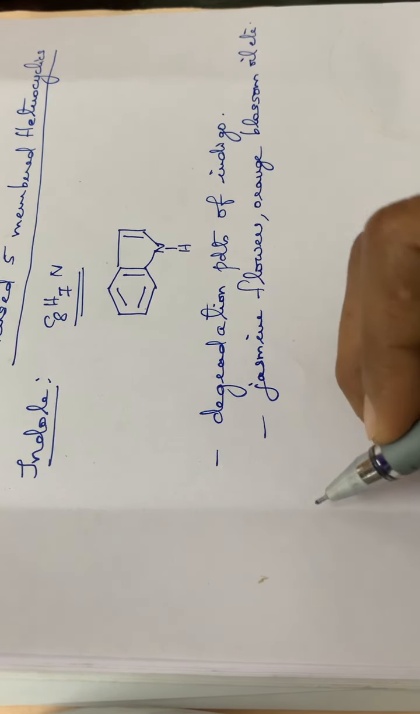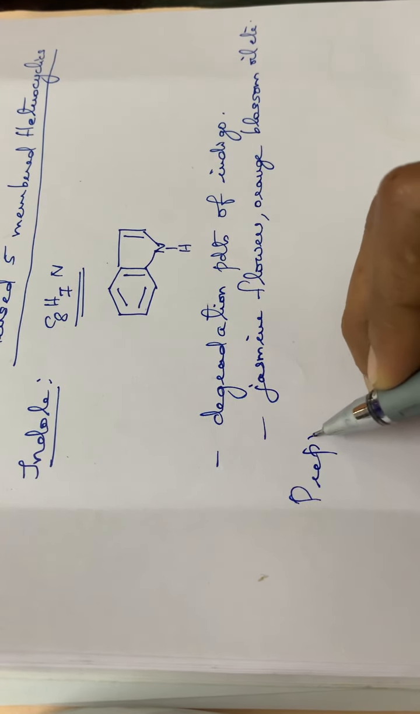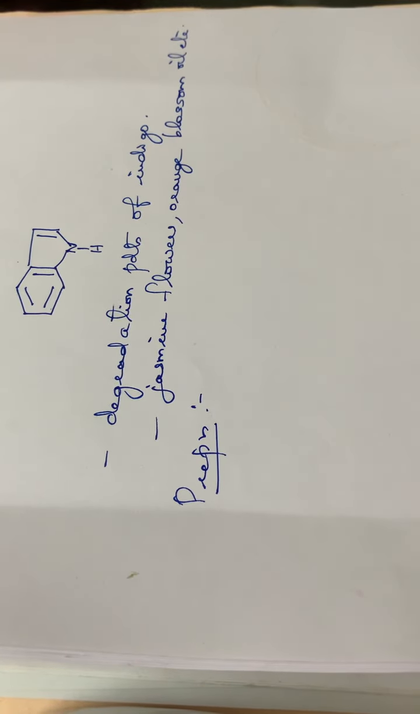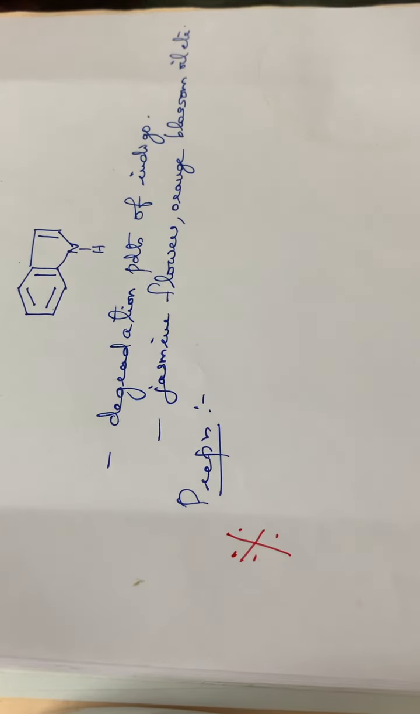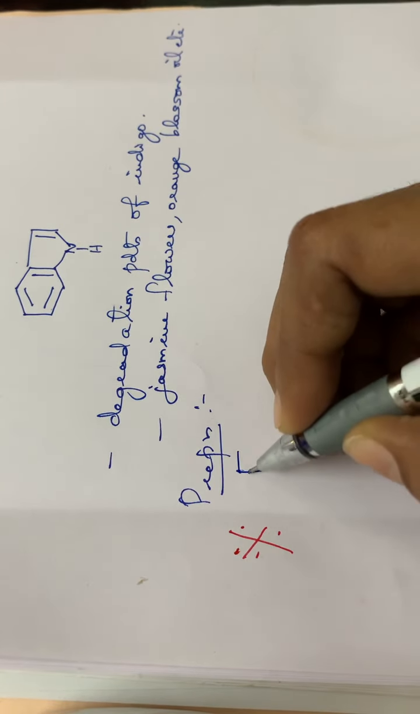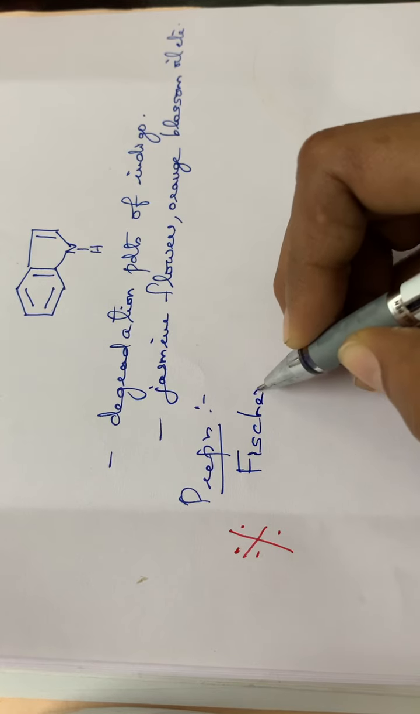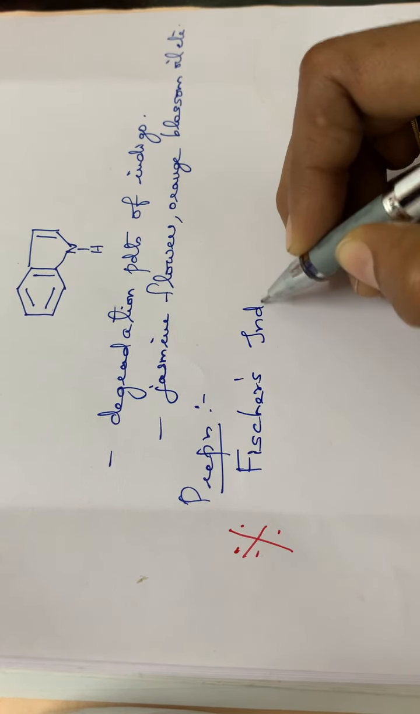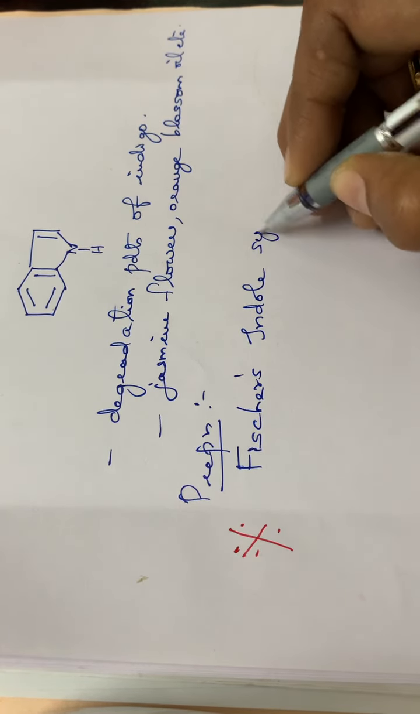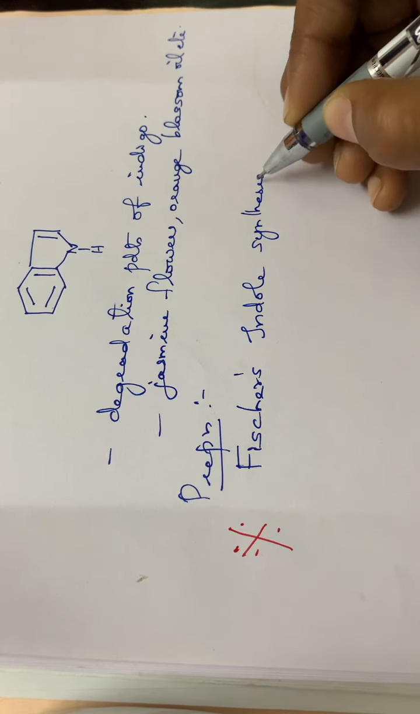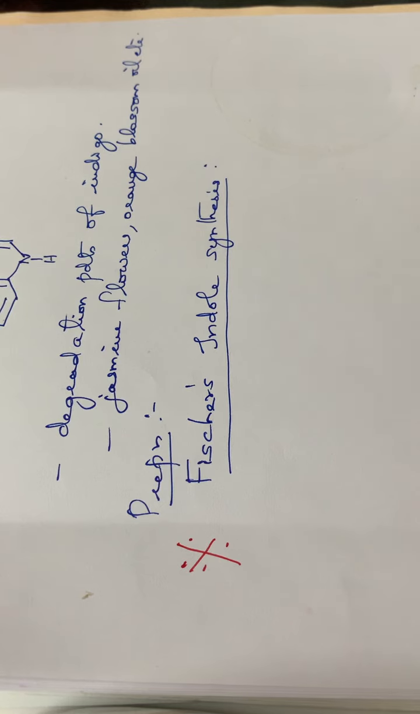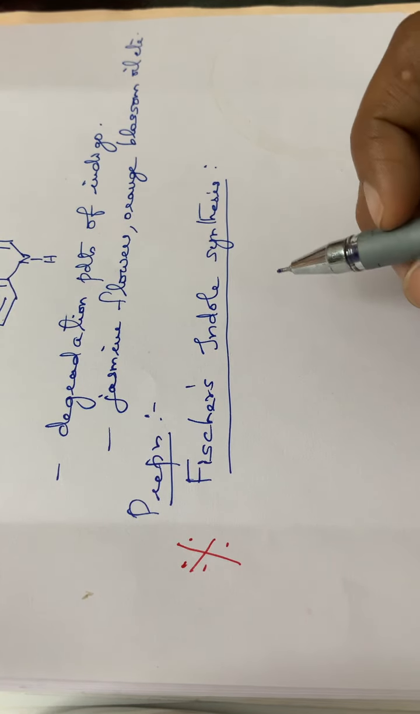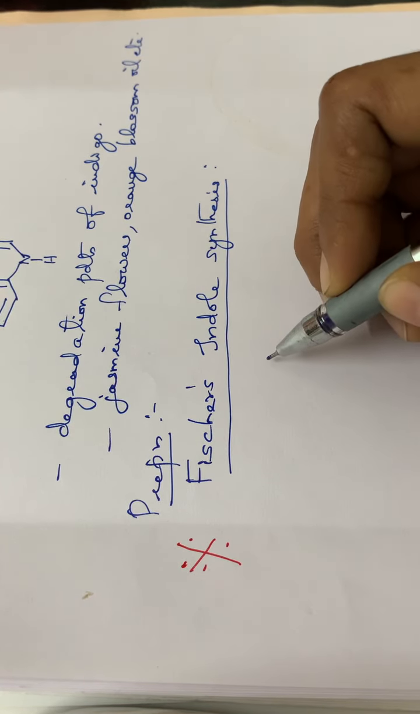Then the next is preparation. Coming to the methods of preparation, the first one, which is very important, is the Fischer indole synthesis. Fischer, F-I-S-C-H-E-R, Fischer's indole synthesis. For this synthesis, the starting compound is pyruvic acid.